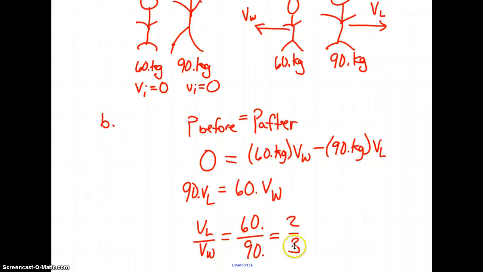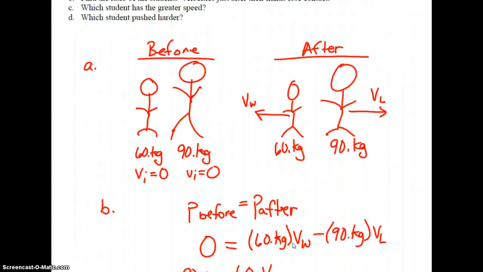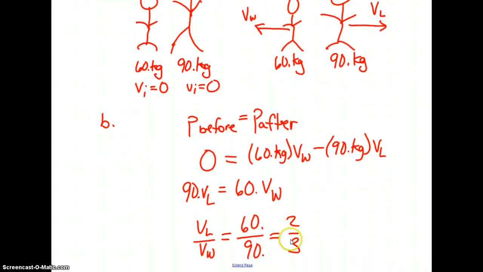All right, now, which student has the greater speed? Well, clearly the less massive student on the left. If you look at the ratio here, VL to VW is 2 to 3, so VW has the greater speed, which makes sense because they're less massive. The more massive student would have a lower speed, so that when we cancel out their momentum, their momenta end up being 0 after the collision.